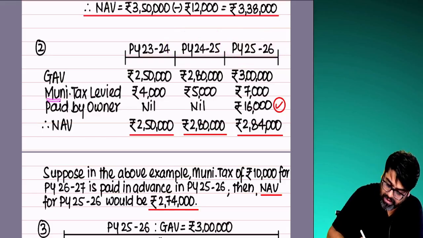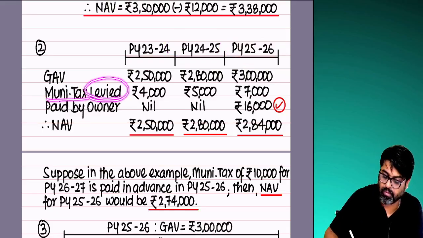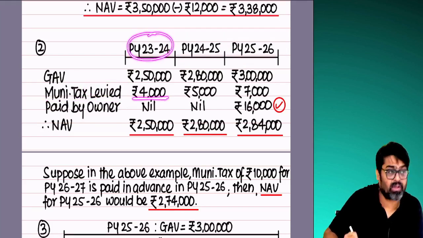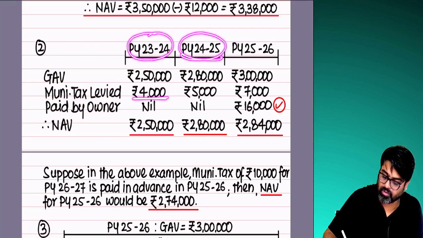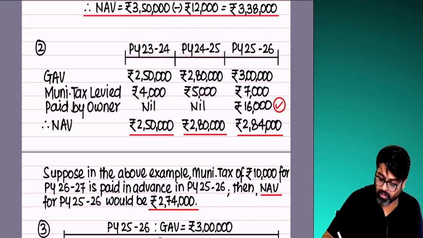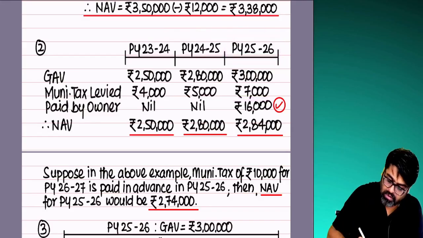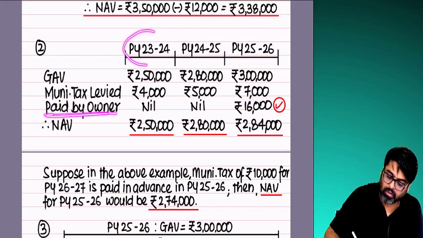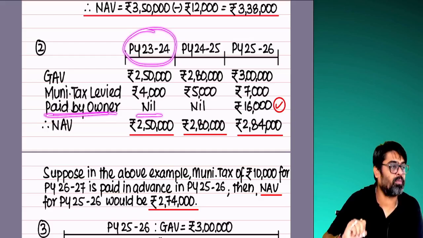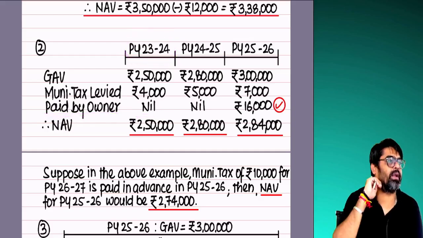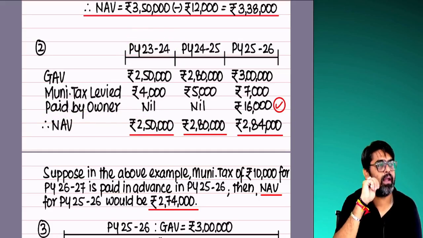See, every year the municipality levies municipal tax. Yes or no? So, for this year the municipal tax was 4,000. For this year the municipal tax was 5,000. And for my current year, the municipal tax is 7,000. Out of this, how much is paid by the owner? In 23-24, nothing was paid. In 23-24, tell me, what was my GAV?